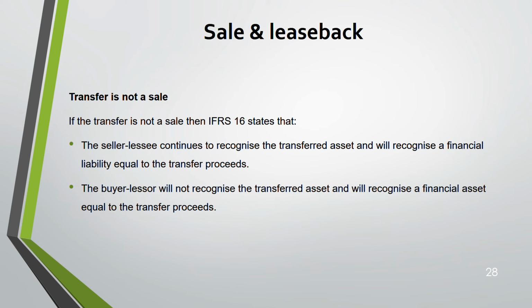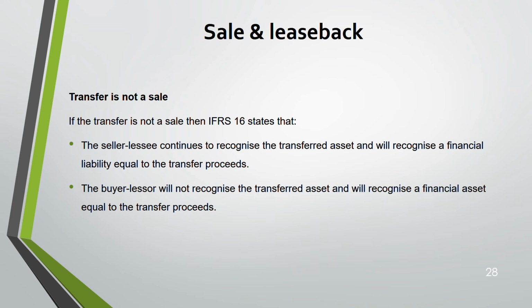Next is the other way around for the lessor. Just switch it. Because the lessee is leasing it back from the lessor, who is going to receive the cash? The lessor. The lessor is receiving it, the buyer. So he will recognize a financial asset, because a financial liability for one party means a financial asset for another party. Okay, we all know it's very common. If it's a liability for you, for the other party it's an asset. So it's the same here. This is also equal to the transfer proceed.